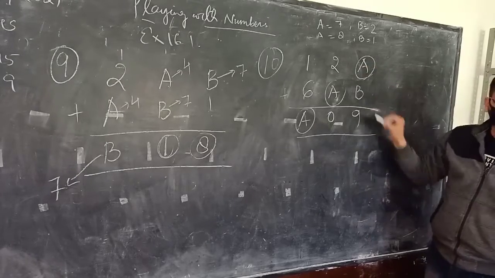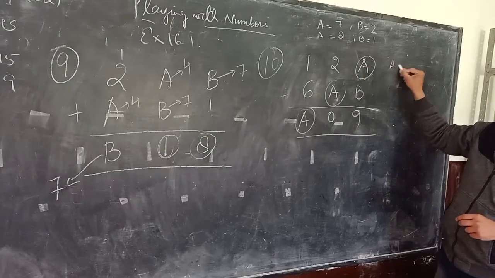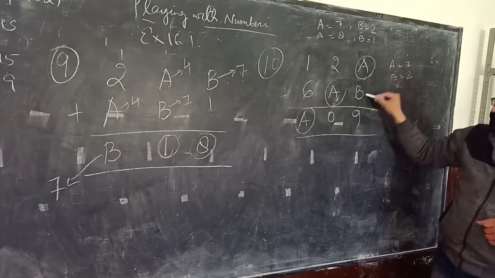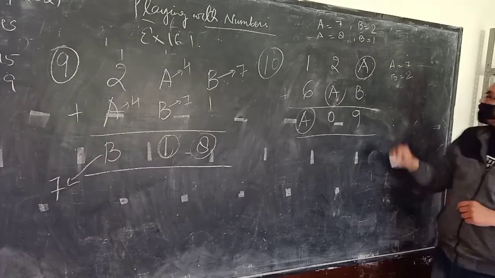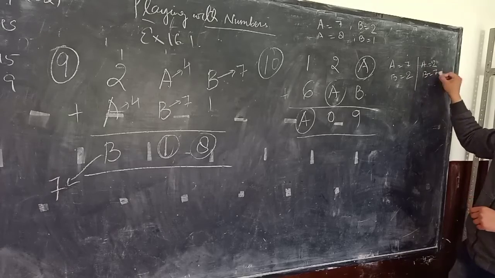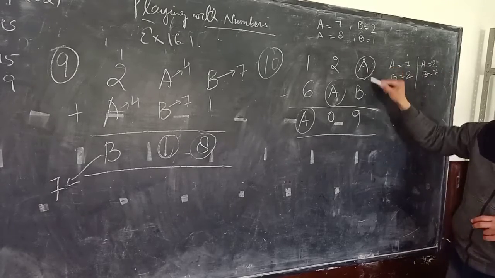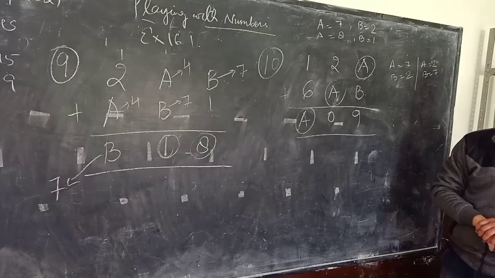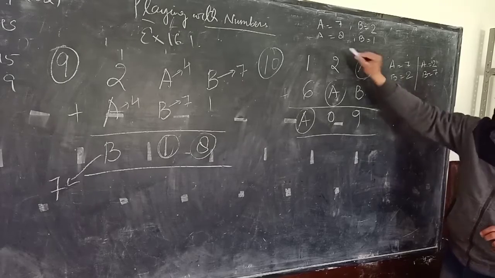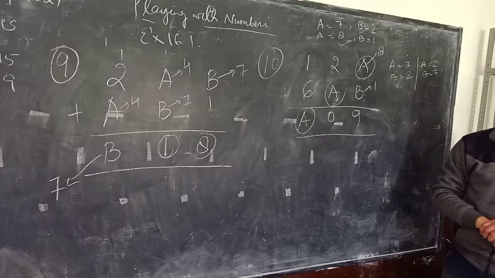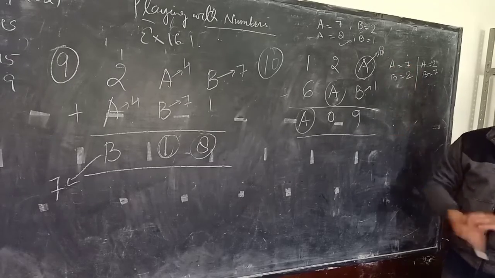So there are two cases here. Either A can be 7 and B can be 2, because 7 plus 2 is 9, right? Or A is 2 and B is 7, right? So 7 plus 2 is 9, or you can say 8 plus 1 is 9. Okay. Now let's say A is 8 and B is equal to 1. So 8 plus 1 is 9.